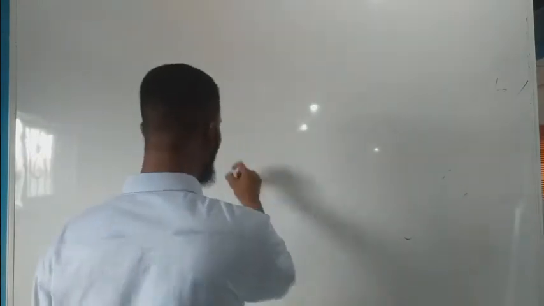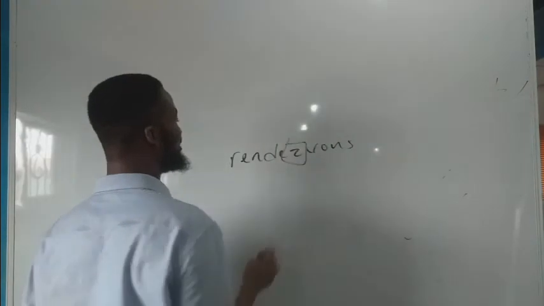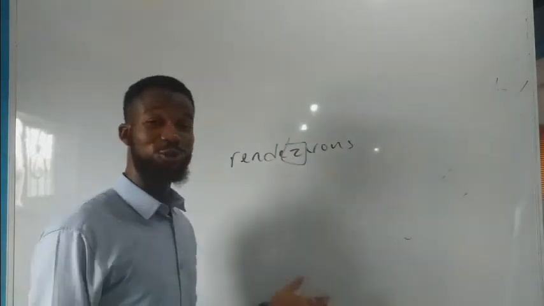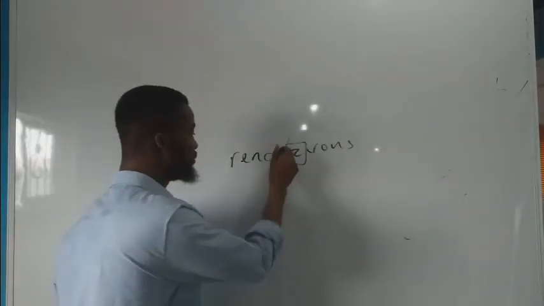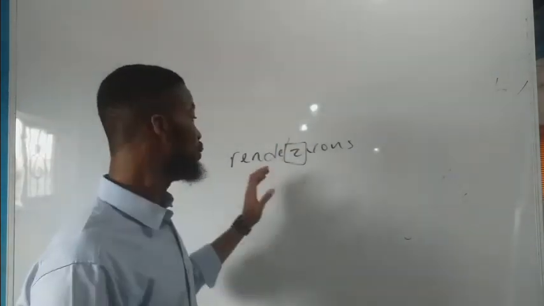So let's look at Z. Z is really not complex, except the fact that it is hiding in certain S words. But a word like R-E-N-D-E-Z-V-O-U-S, this is a French word. This is pronounced as rendezvous. You see, the Z is silent. I need you to be careful with this word.